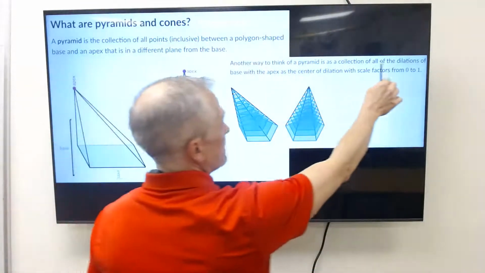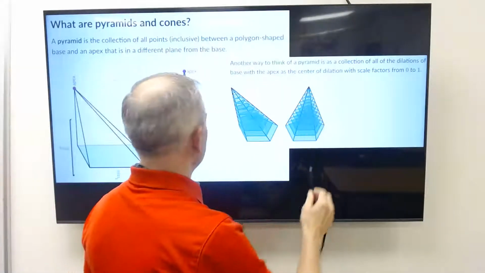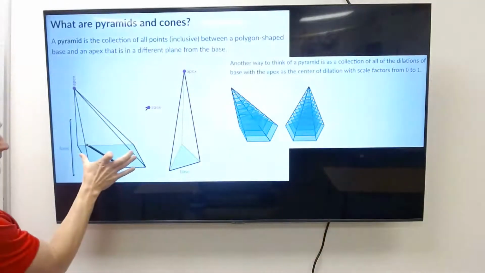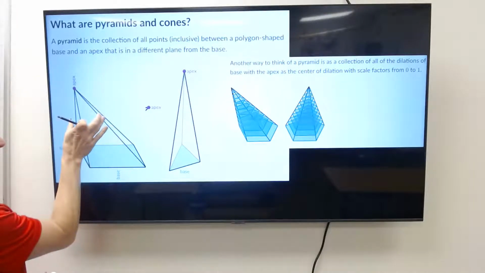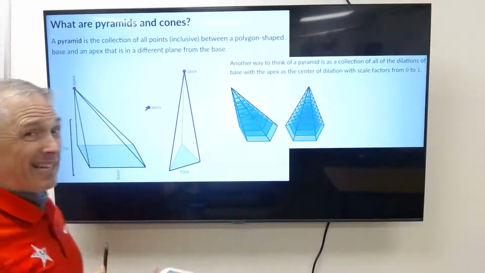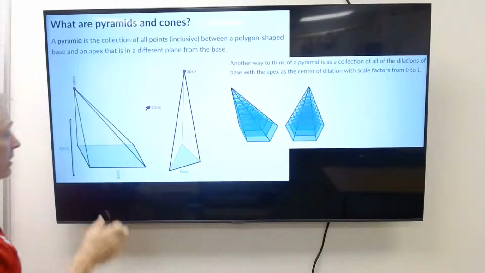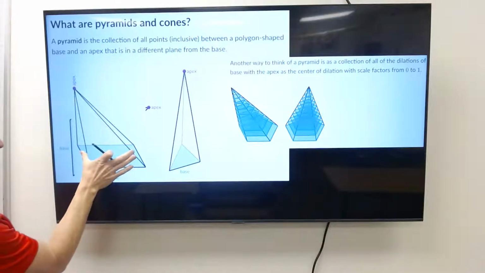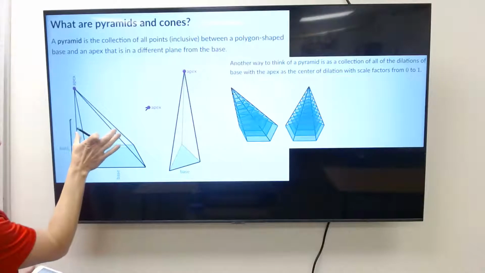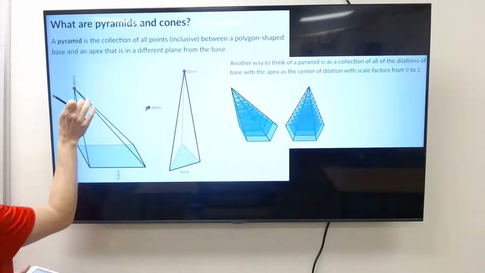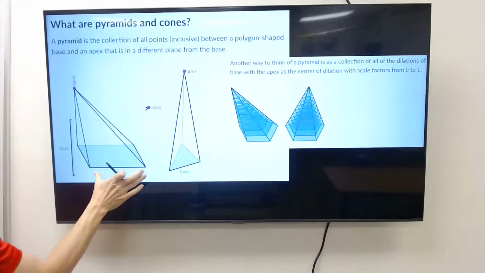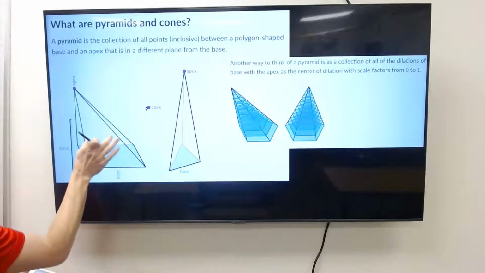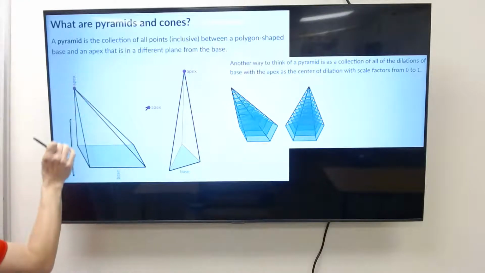Another way to think of a pyramid is a collection of all the dilations. So if you took this base and I scaled it 90%, 90%, 90%, 90%, 90%. Now, technically, we'd never get to 0. But maybe this is 90% of the base, then this is 80% of the base, and then 70, 60, 50, 40, 30, 20, 10, and then 0% of the base. So we've shrunk, if this started off with 10, the next one would be at 9, and then 8, 7, 6, 5, 4, 3, 2, 1, 0.